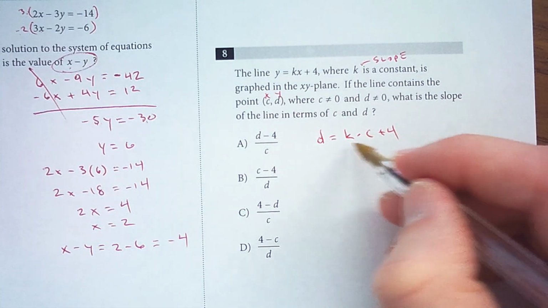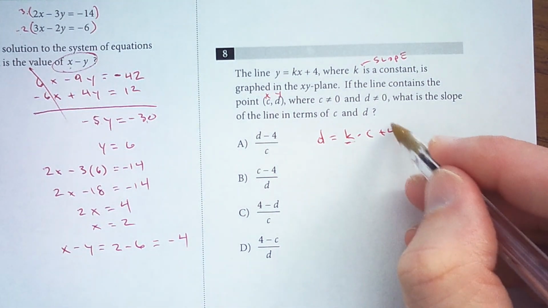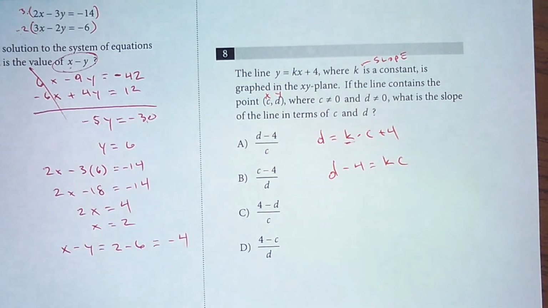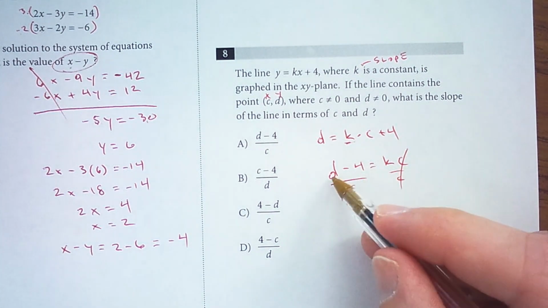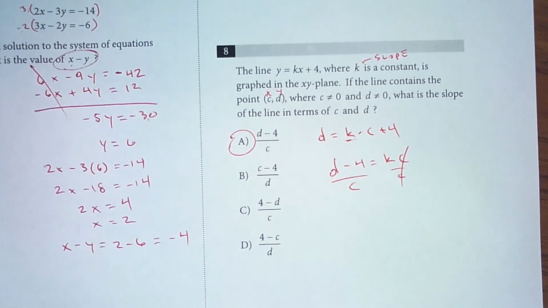So it wants the slope. So in other words, solve for the slope, so we're going to get k by itself. So we'll move this 4 to the other side, and it becomes D minus 4 equals k times C. And we'll divide both sides by C, and we get k equals D minus 4 over C, which is option A.